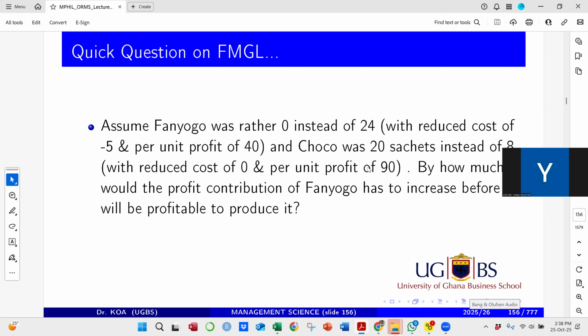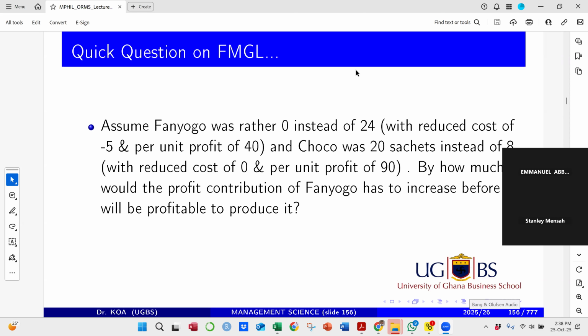Yes, Yasin. Is it 8? Like profit will have to increase by 8 before he will produce it? No, it's not 8. Emmanuel. Is it 5? Yes, it is 5. Why? Because the cost is the opportunity cost of not producing it. Yes, it was -5. 5 was the opportunity cost of not producing it.